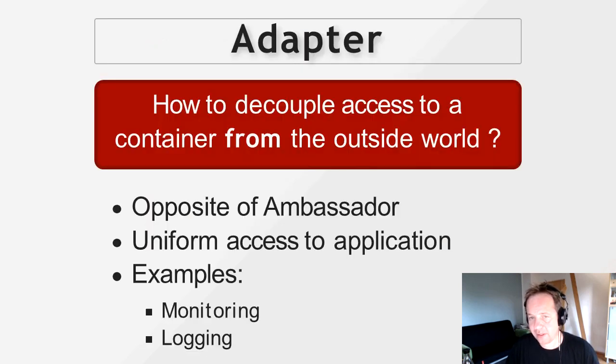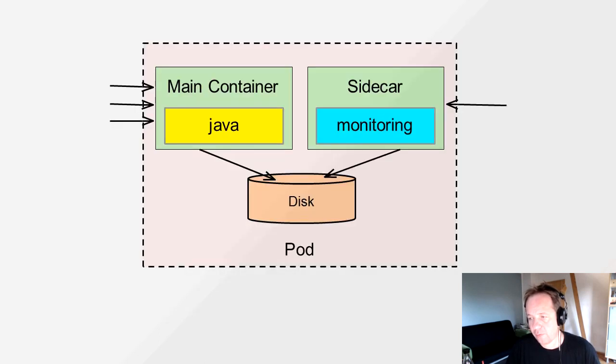The opposite of an ambassador is the adapter. This is how you can decouple access to a container from the outside world, which means that you can provide a uniform access to your application. A good example here is monitoring. Let's assume that you have a monitoring system like Prometheus, and Prometheus expects your monitoring data in a certain format, but not all your applications deliver this format. So you just add an adapter, which transforms the proprietary format to the data expected by Prometheus. This is also a very nice thing, and you will see this quite often.